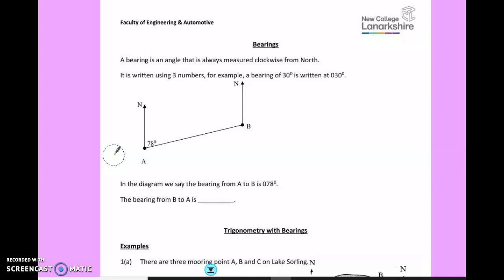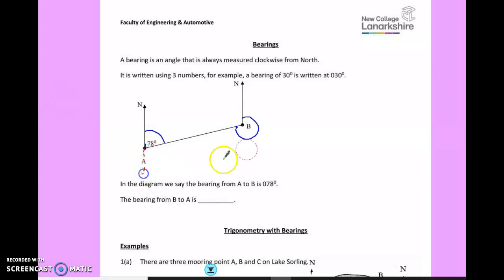If we look at this first diagram, we say the bearing from A to B is 78 degrees, because that's the angle clockwise from north that I would need to go if I wanted to walk from A to B. The bearing from B to A is the other way, so it's the angle I would need to walk on clockwise from north to go from B to A. So it's all the way around this part here, and that's where it can be quite tricky to work out the size of the angle.